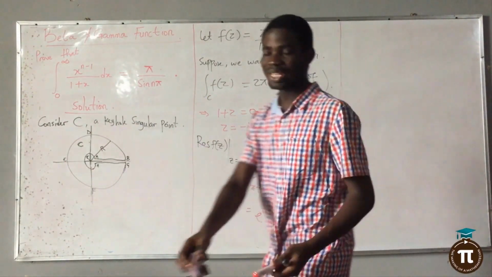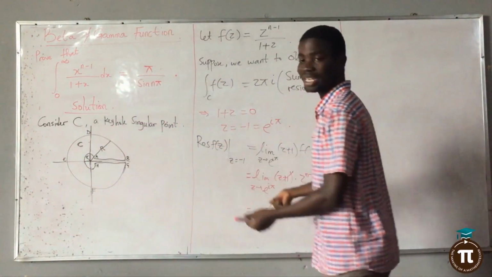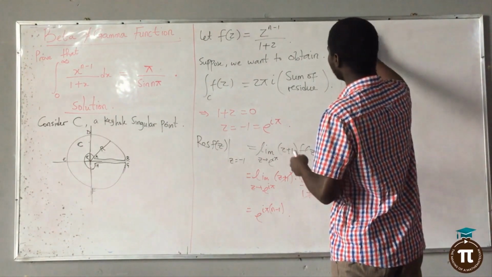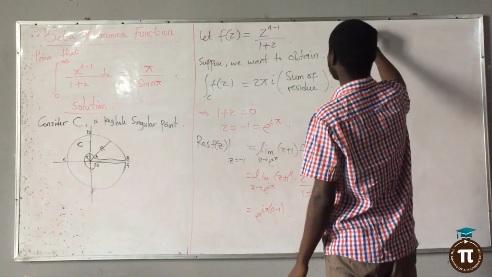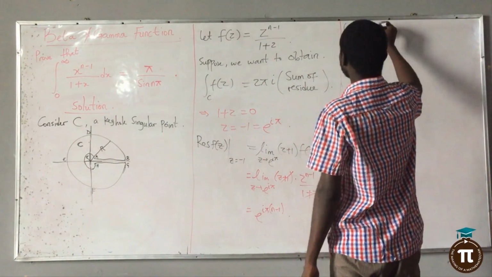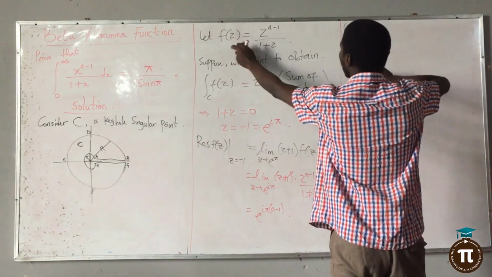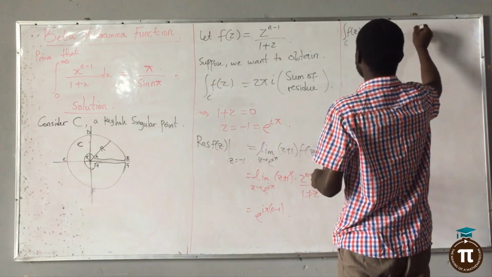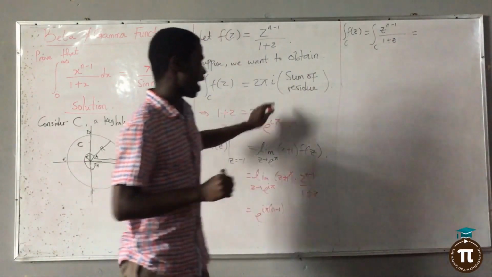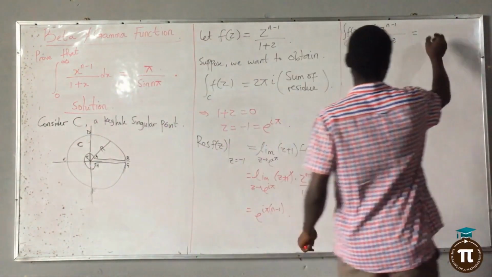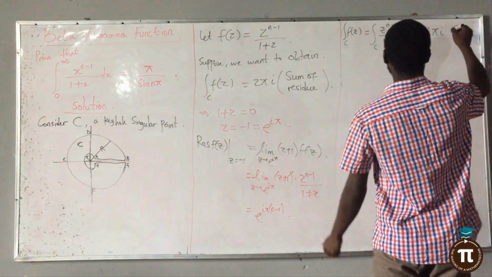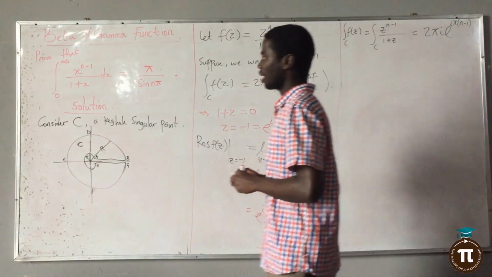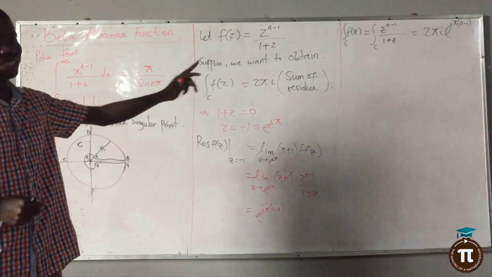So that means if I want to integrate, and that's the only singular point we have in this question, so if I want to integrate f of z on this closed curve, the integral on C of z raised to the power of n minus 1 over 1 plus z is equal to 2 pi i multiplied by e raised to the power of i pi times n minus 1. That is what I am going to have.